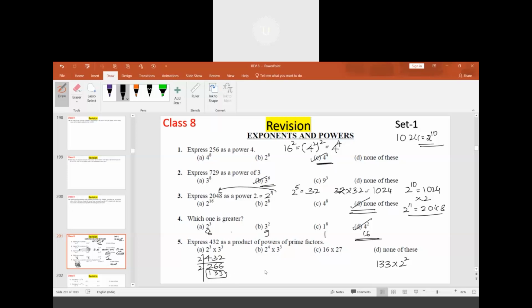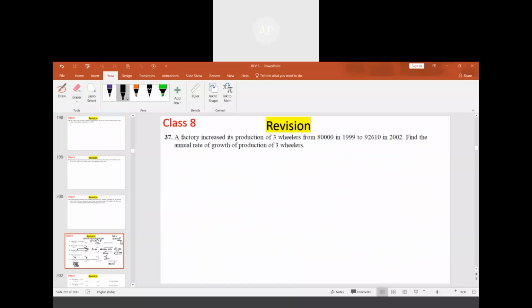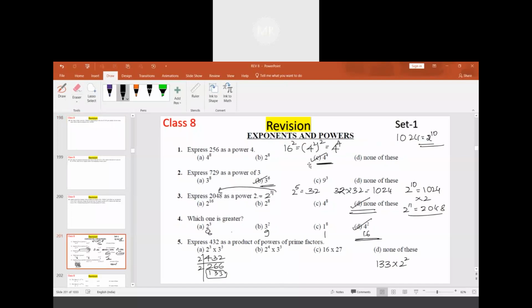Sir, in prime factorization, you have made a mistake. Where is the mistake? Sir, it is 216. You have written 266, sir. 216 into 2 is equal to 432, sir. So option B.